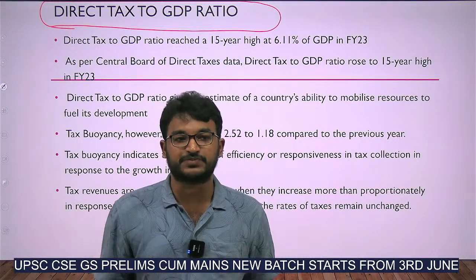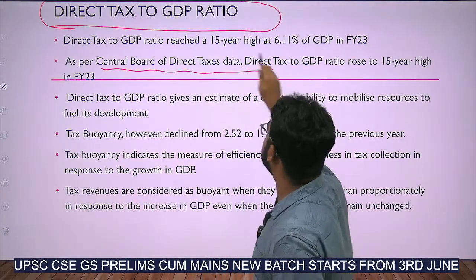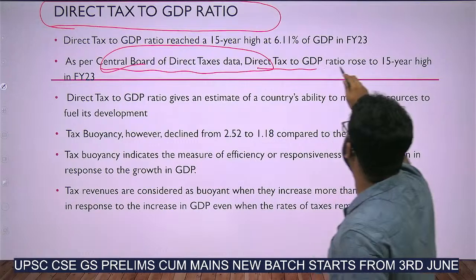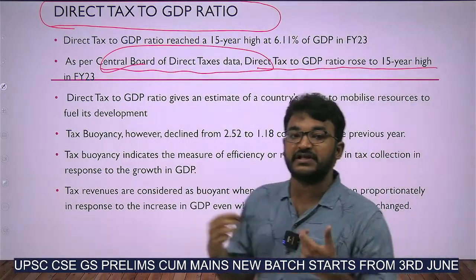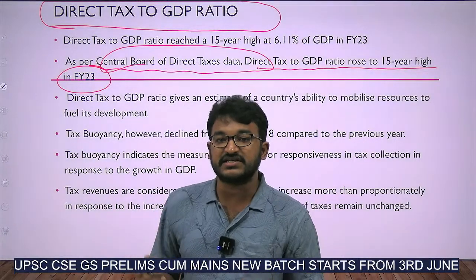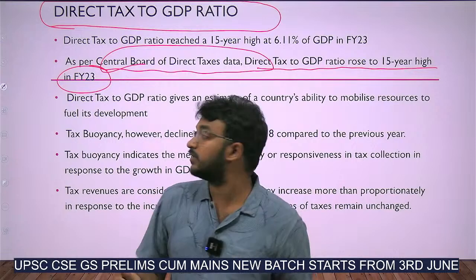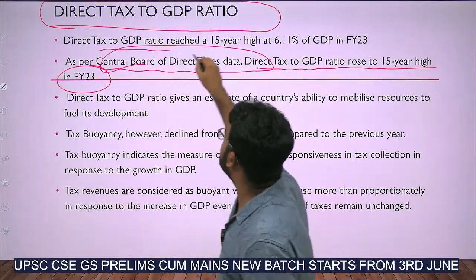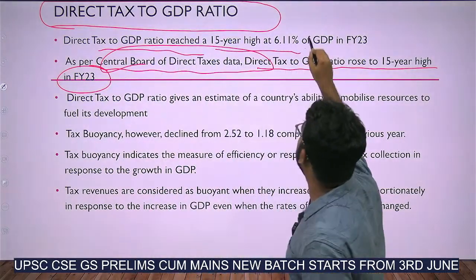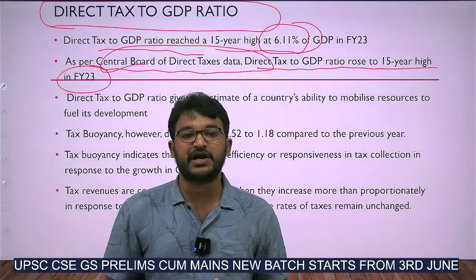Now, why is it in use? Because recently, as per Central Board of Direct Taxes data, direct tax to GDP ratio rose to a 15-year high in financial year 2023. Means this year direct tax collections were far above the normal values. What is this? Direct tax to GDP ratio reached a 15-year high at 6.11%. Right, 6.11%.